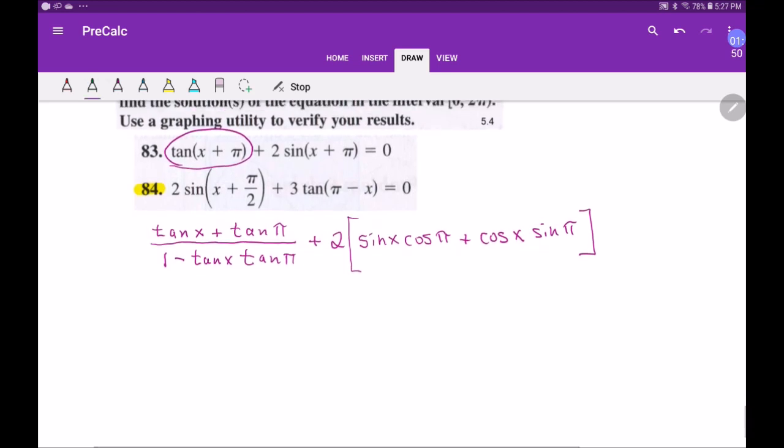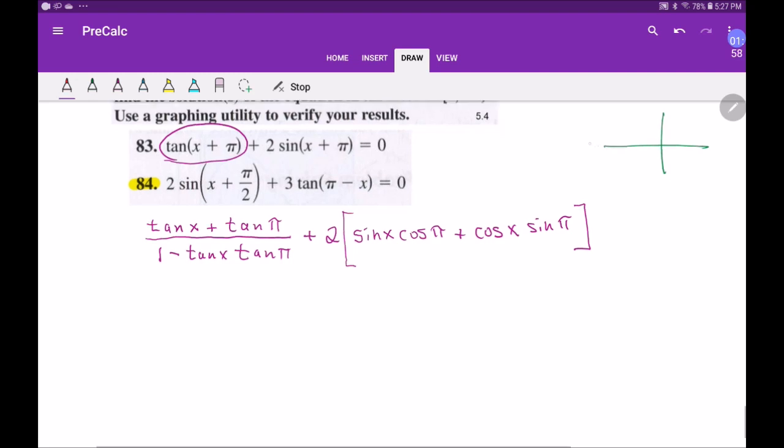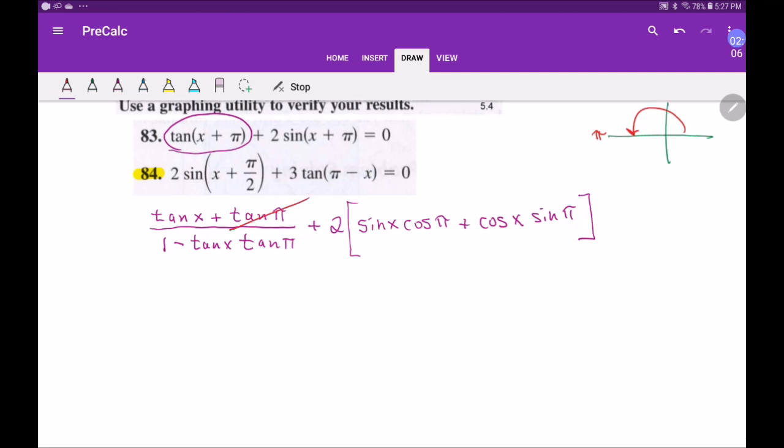So let's think about this. The tangent of pi. What is the tangent of pi? Well, pi's over here. When I swing over there, tangent is sine over cosine, and so that's 0. And that's 0. So that's all gone. That's going to make it look like I canceled the tangent, but I didn't. It's just 0. It's really 0.